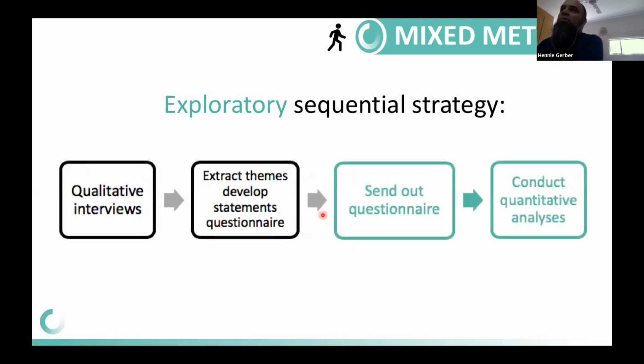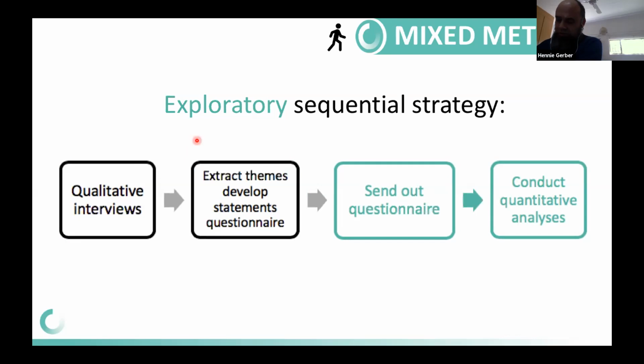Then the next strategy that you can follow is the exploratory sequential strategy. Exploratory, so you start with qualitative. I just need to point out, you can do exploratory research with quantitative also. Don't get confused by that. Now, you don't have a questionnaire. Say you don't have a validated questionnaire. You're busy with a PhD.